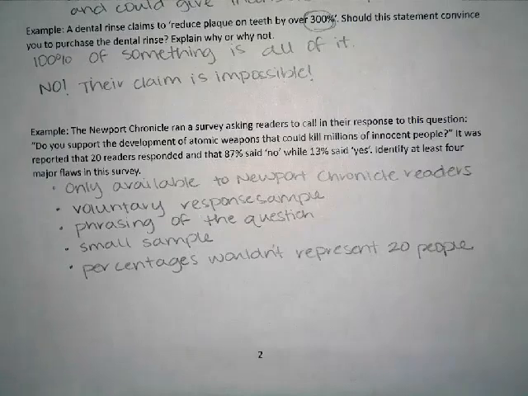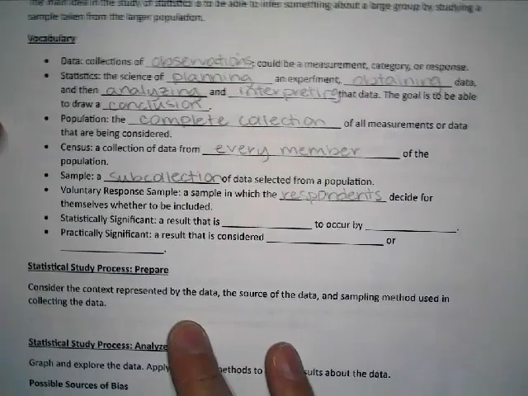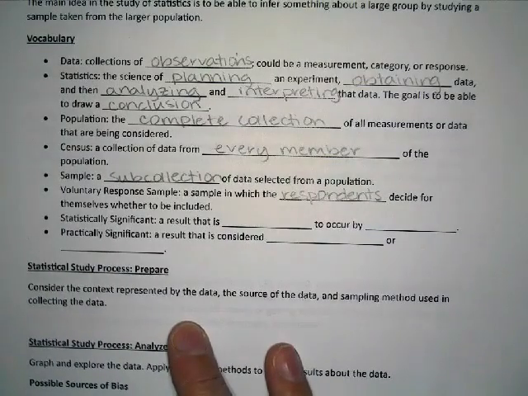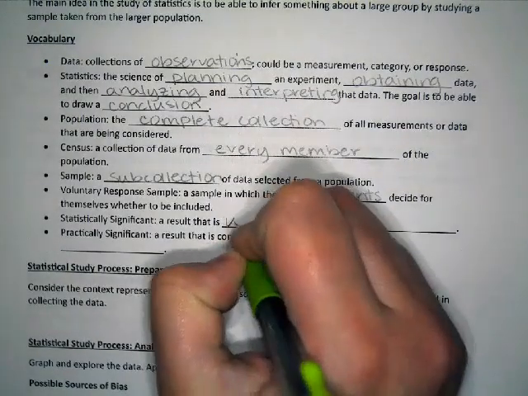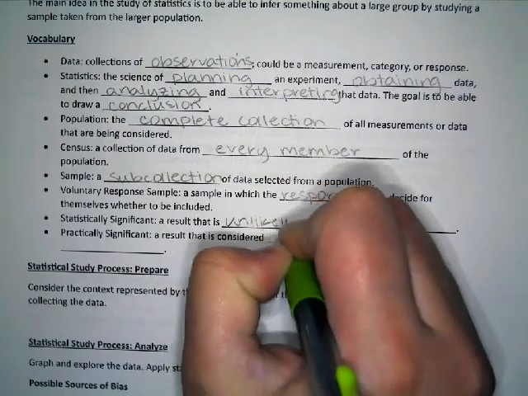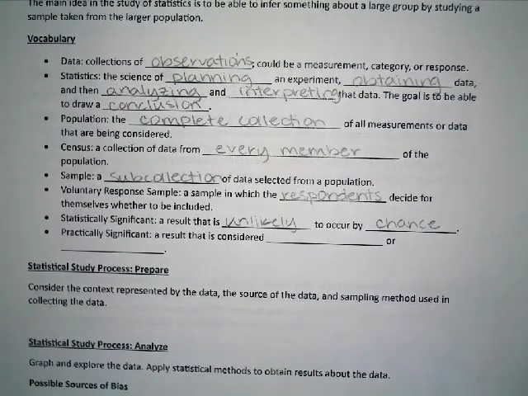Okay, so now that we've analyzed the data, we're going to look at conclusions we can make. So we're going to determine the statistical and practical significance of the data. So now we're going to go back to the first page of our notes, those vocabulary terms. We have 2 more terms to complete. So statistically significant results are results that are unlikely to occur by chance. Practically significant results are results that are considered worthwhile or effective.